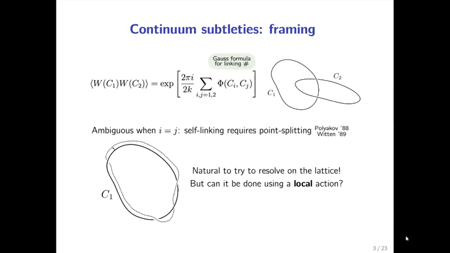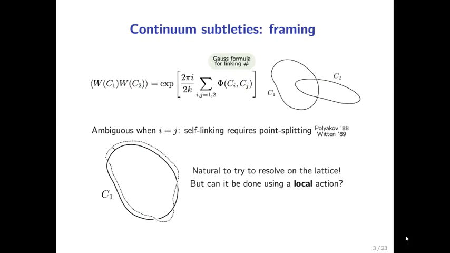One reason is that it's already there in the continuum, and this is the need for framing. If you take a Wilson loop expectation value, our correlator, where these two curves C1 and C2 are linked, then it's basically determined by this Gauss formula for the linking number. But we have to sum over all of these curves, and in particular, there are terms in the sum where i is equal to j, and this formula is ambiguous. It's ill-defined, and we need to regularize it.